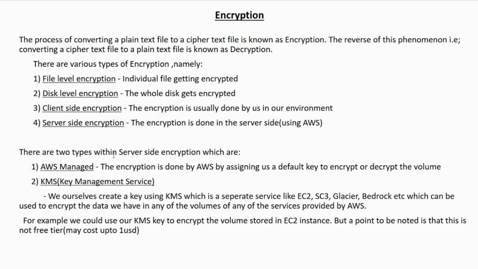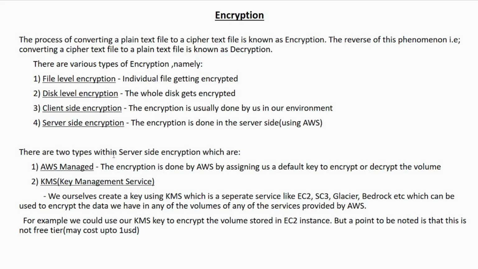It's just gibberish. That's called a ciphertext file. But there are some algorithms that decrypt the ciphertext file into a plain text file, or vice versa. So the reverse of this phenomenon, that is converting a ciphertext file to a plain text file, is known as decryption. So that is encryption and decryption.